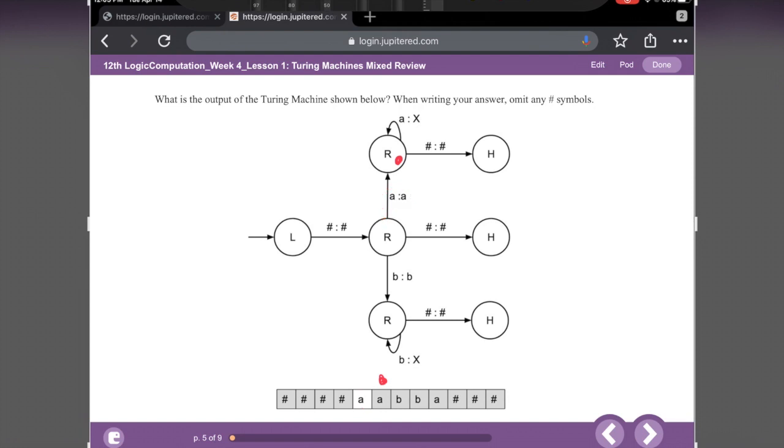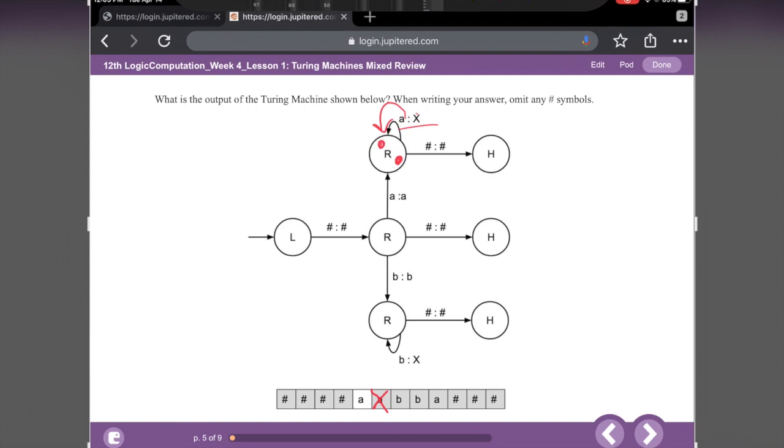Okay, let me erase the old symbols. There we go. So now what do we do here? We follow the state transition. We see an A, and we replace it with an X, and then we immediately go to the right again. So let's do that. We see an A, and we replace it with an X, and then it tells us to go to the right.